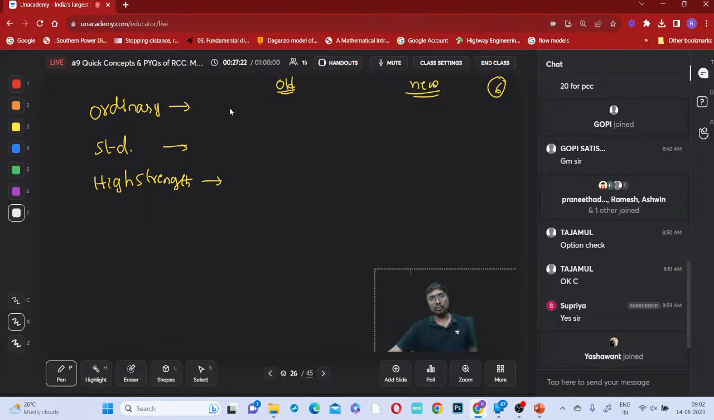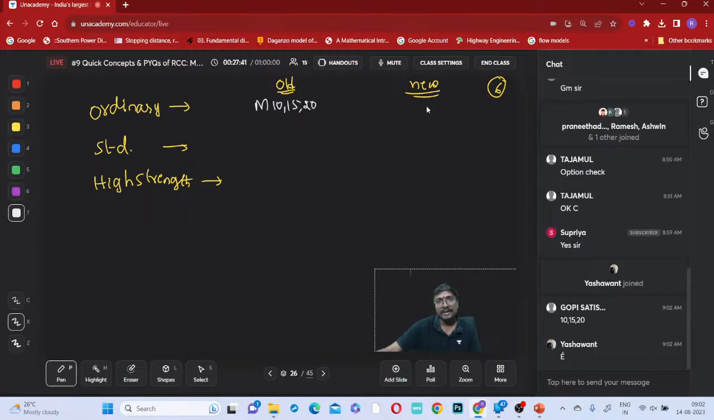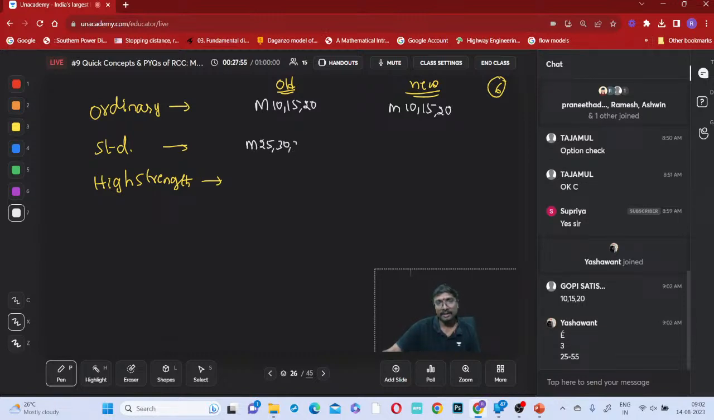As per the old specifications, what is ordinary concrete? Refer to your notes, everyone. I have given everything in the class, right? You just tell me, all of you, how much it will be. So that is M10, 15, 20, right? In the new code also it is the same, M10, 15, 20 only. But for the standard concrete, that is M25, 30, 35, 40, 45, 50, 55, right?